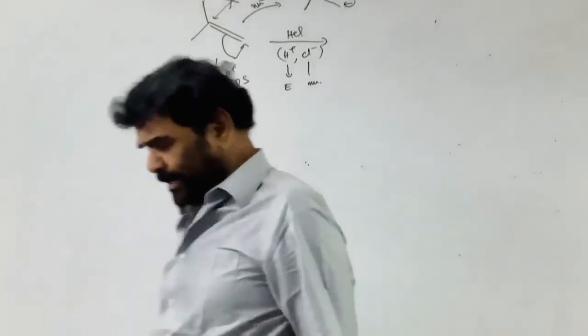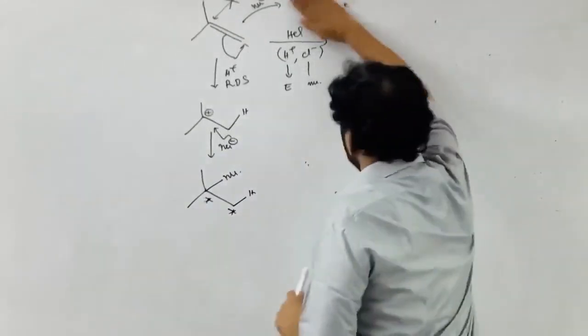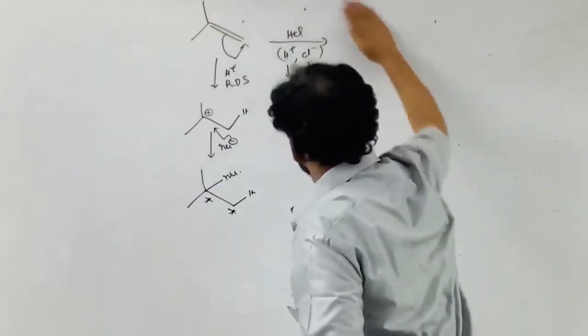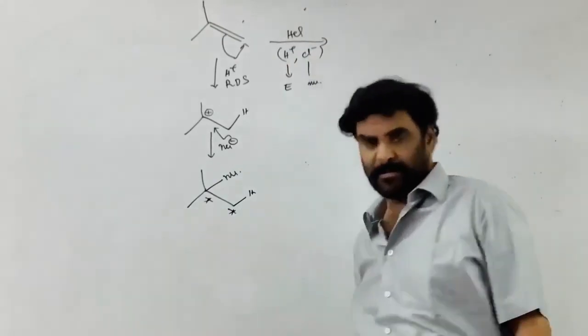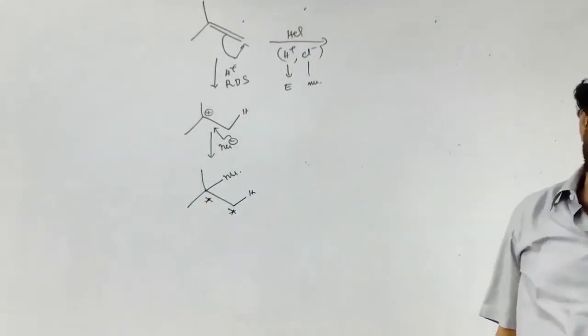Now, the question is: agreed, alkenes take part in electrophilic addition reactions, right? Through a carbocation intermediate, this we know.